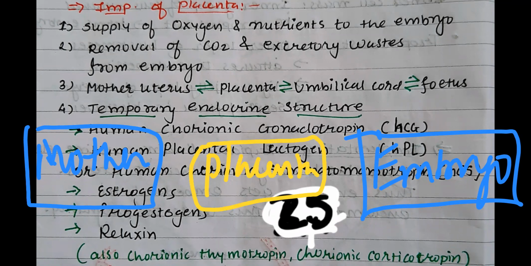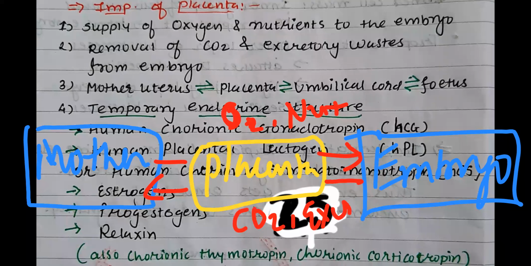Now, what are the things that will move from the mother through placenta into embryo? Mainly oxygen and nutrients. They will be shifted from the mother through the placenta into an embryo. What will be transferred from the embryo through placenta into mother? CO2 and excretory wastes. They will be transferred from the embryo through placenta into mother.